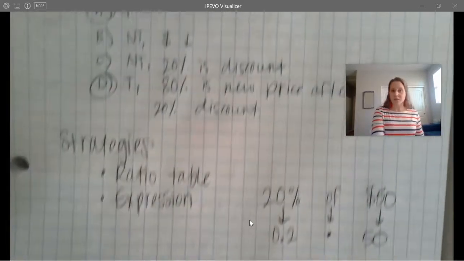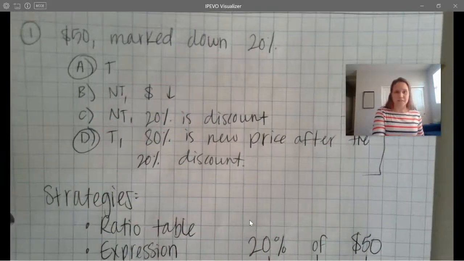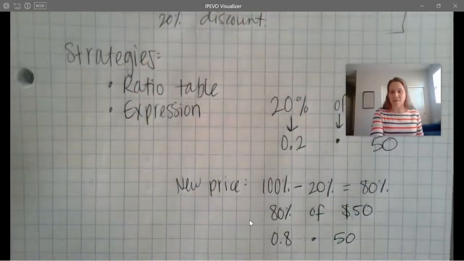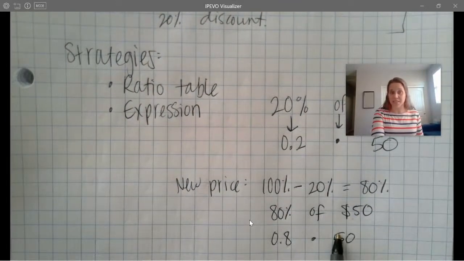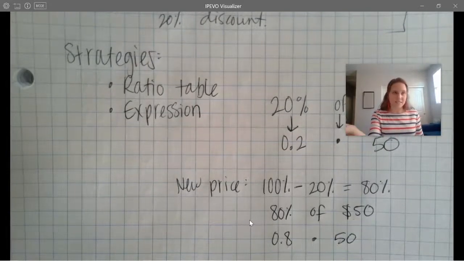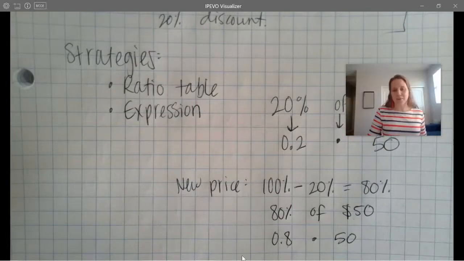Okay, so not only are we going to use ratio tables to solve today, but given the context of these problems, we're actually going to start to use some expressions. And when you get really good at this strategy, it might make your work even faster, which will be exciting. Let's keep working.